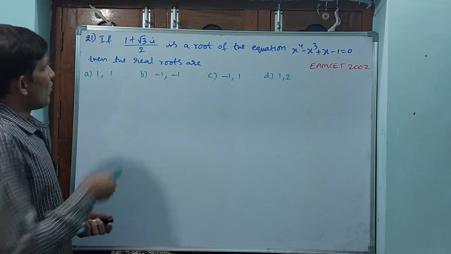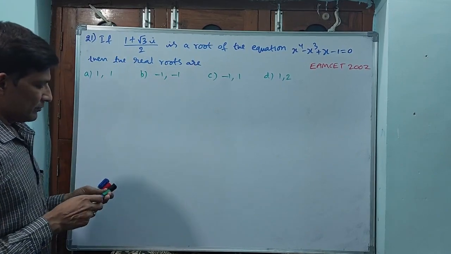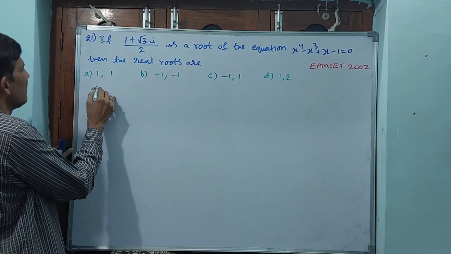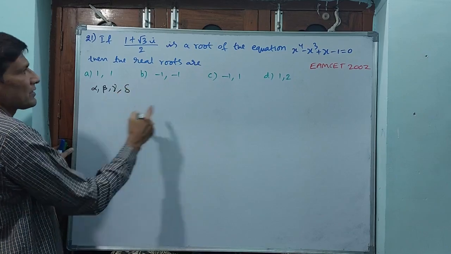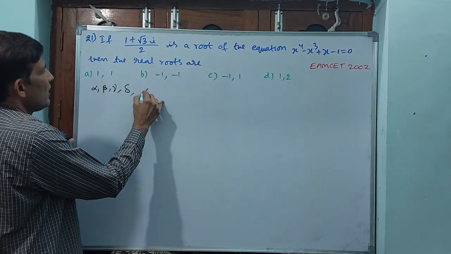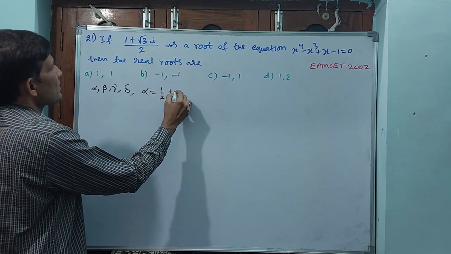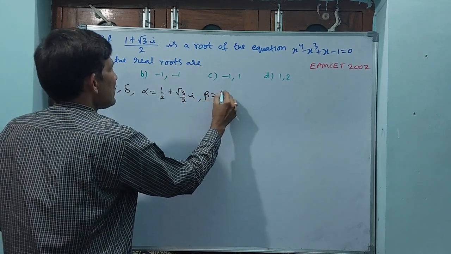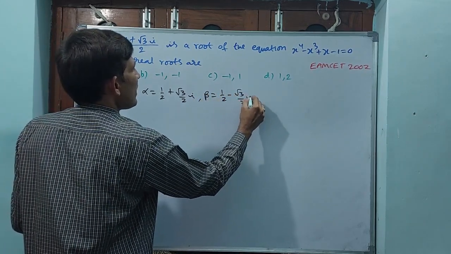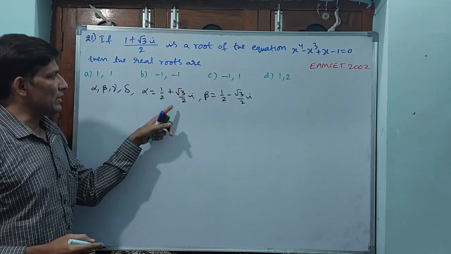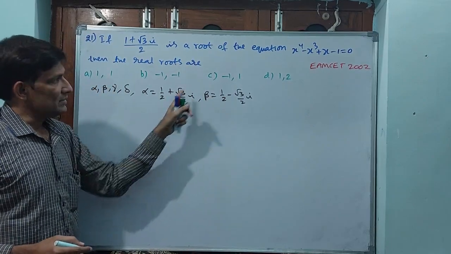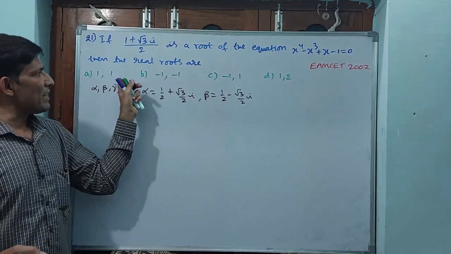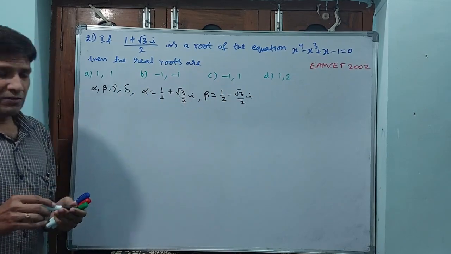See, complex number roots will come like this. Say alpha, beta, gamma, delta are the roots because 4 roots should come. Alpha is equal to 1 by 2 plus root 3 by 2i, he has given. Beta we can take 1 by 2 minus root 3 by 2i. Why? Because in complex numbers a single root will not come, plus and minus both will come. That means only gamma and delta are left. Which one is correct? We are going to find.